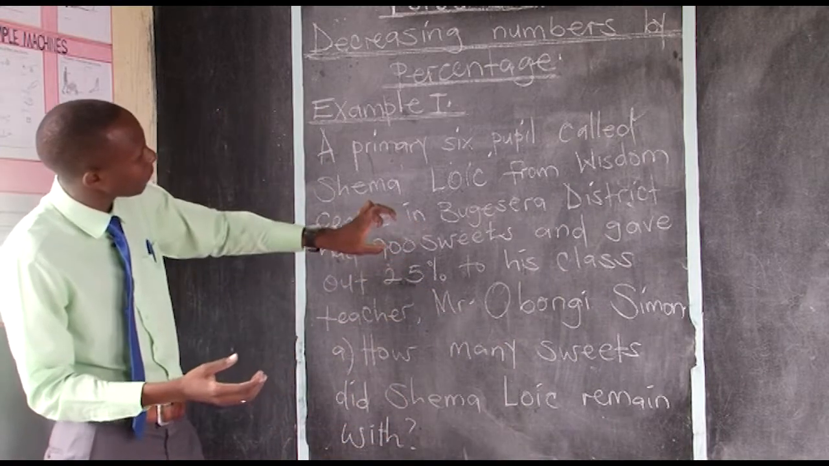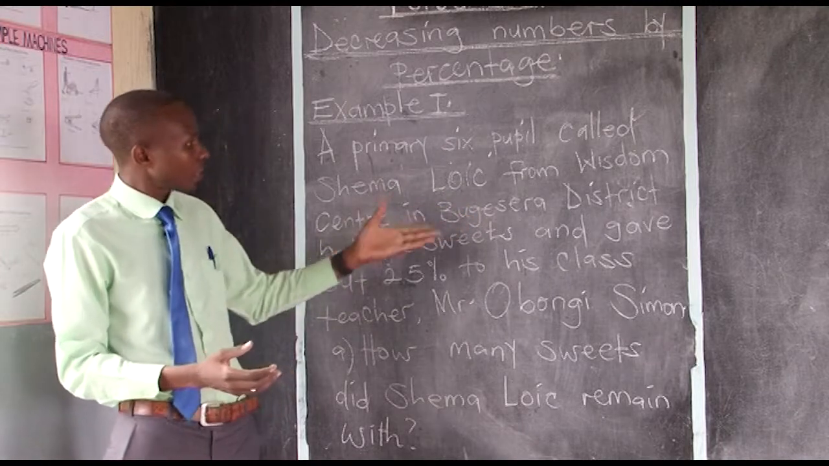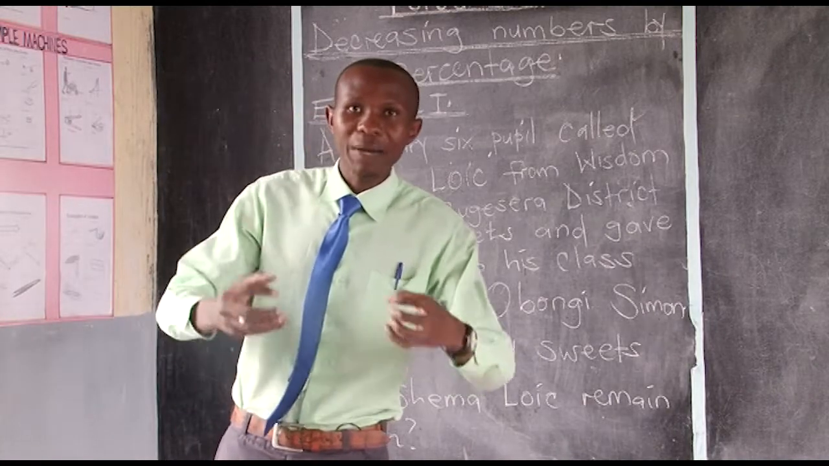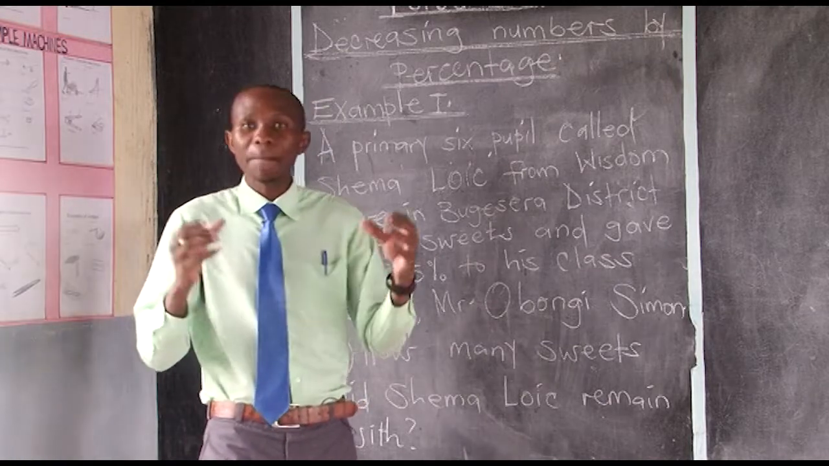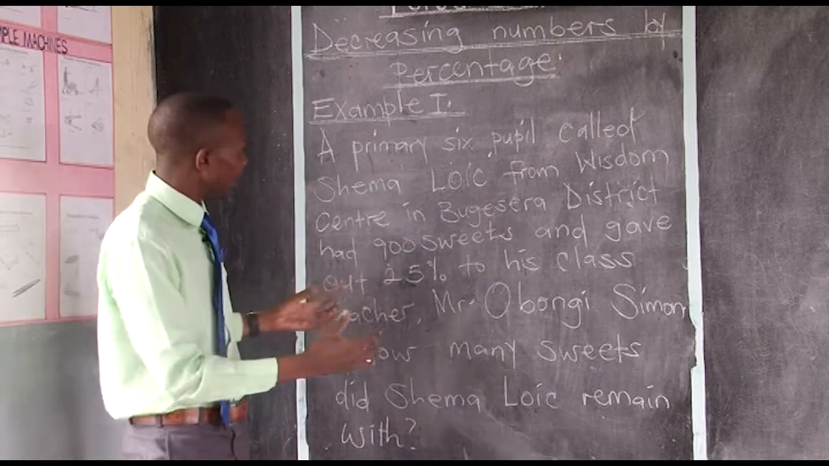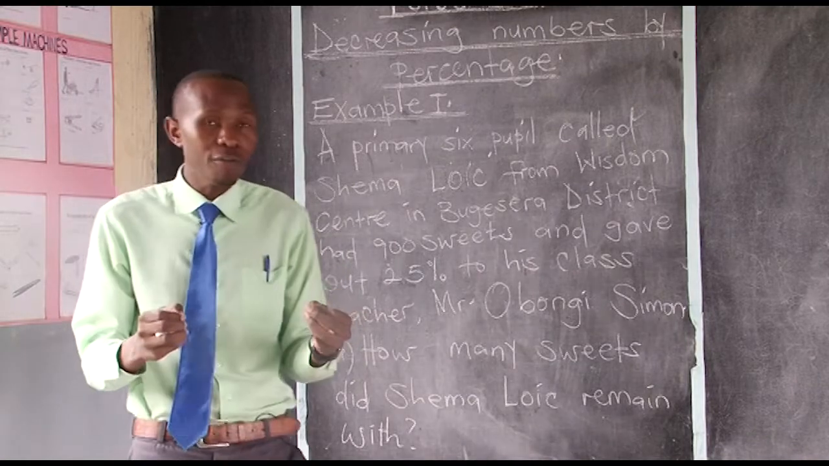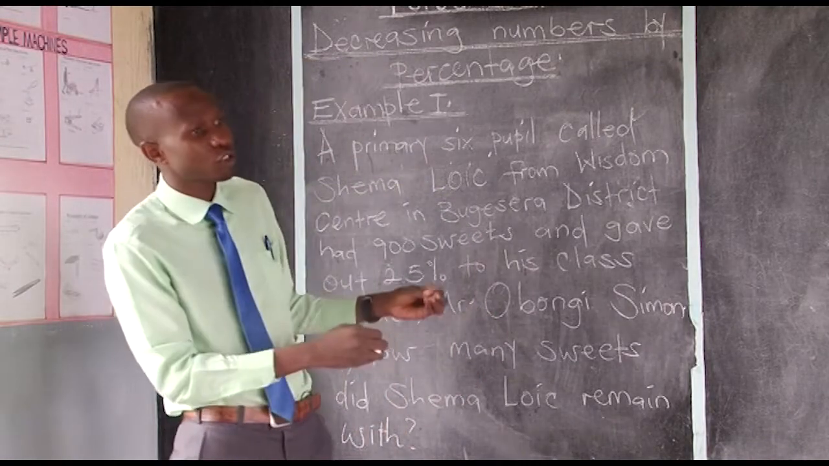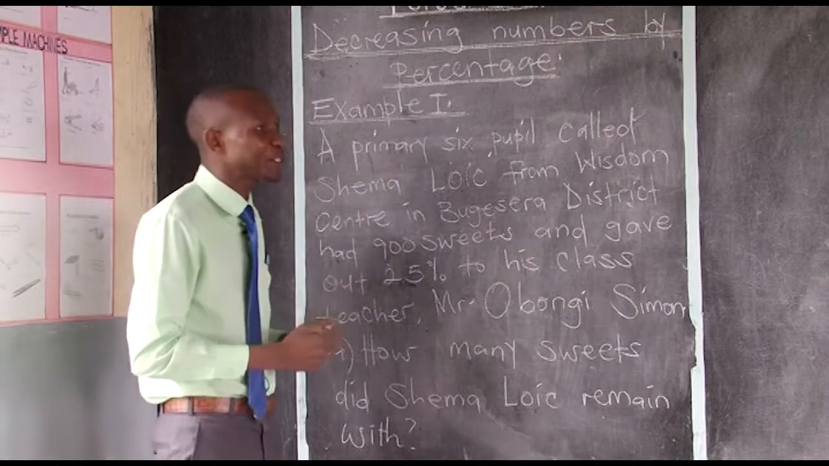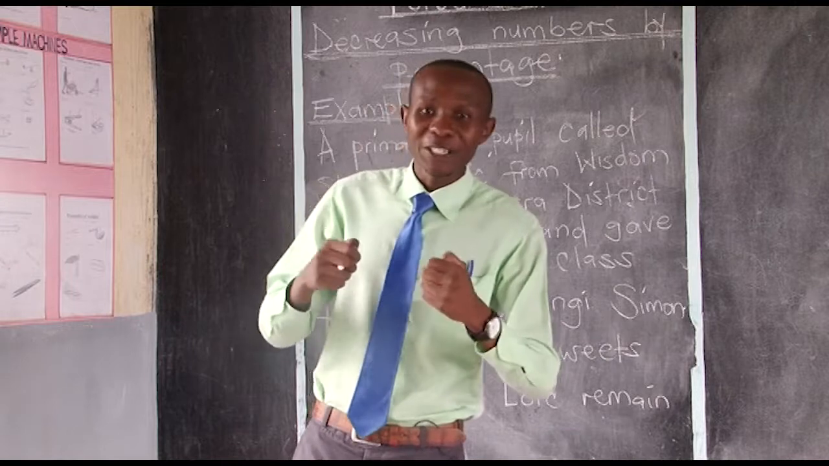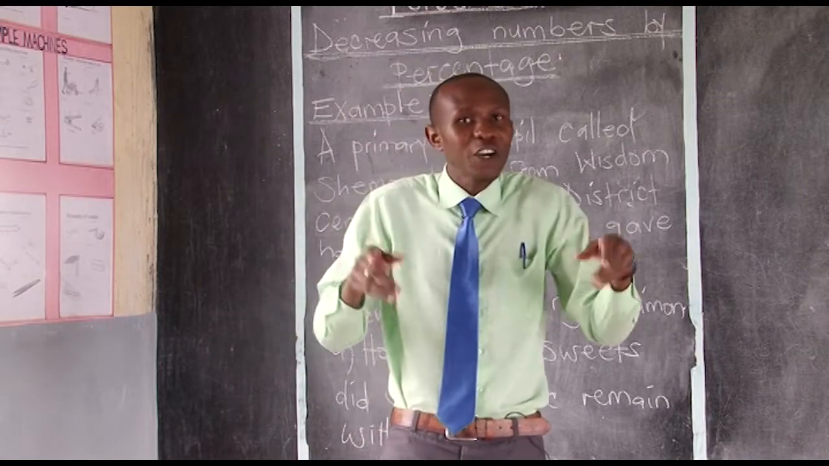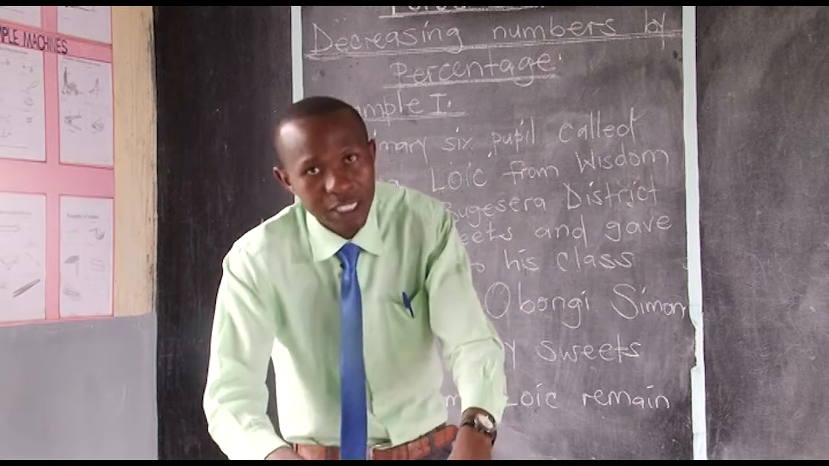So this boy is in primary 6, and he came to school with 900 sweets. Out of the sweets he came with, he decided to take some percentage and give it to his class teacher. He only removed 25% of the sweets and gave them out. If we had 100% and he gave out 25%, first of all, ask yourself: when he gives out, is he decreasing or increasing? Giving out, you are decreasing from what you have.